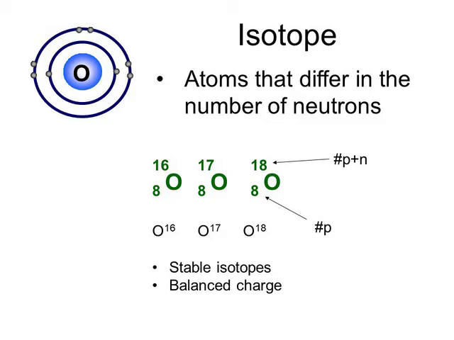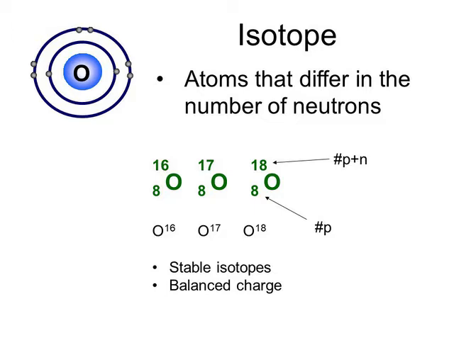Now, oxygen 17 has 1 more neutron than 16, and oxygen 18 has 2 more neutrons than 16. Interesting fact, oxygen 16 is what you would find normally here in the tropics, so here in Hawaii. Oxygen 18 is what you would normally find in higher concentrations in the polar regions. That's just due to the fact that it's heavier and has less ability to go up into the atmosphere.